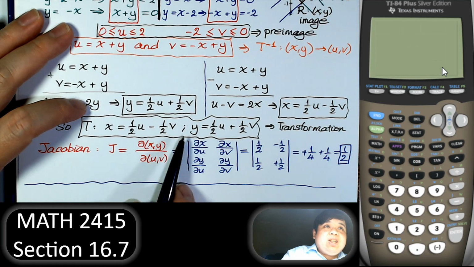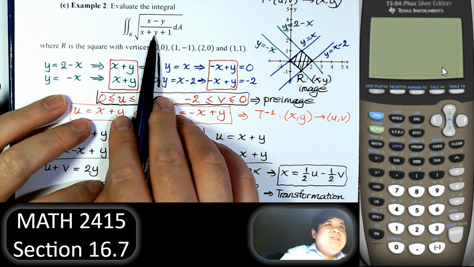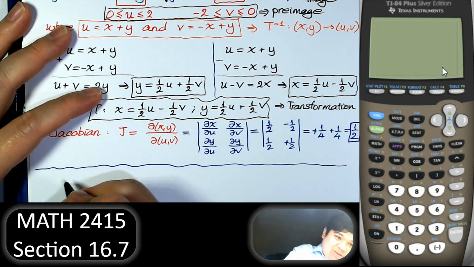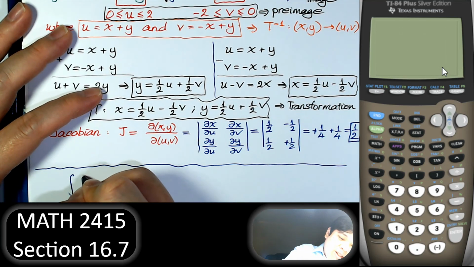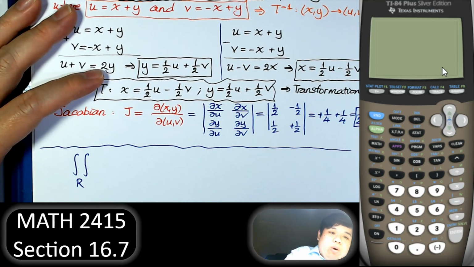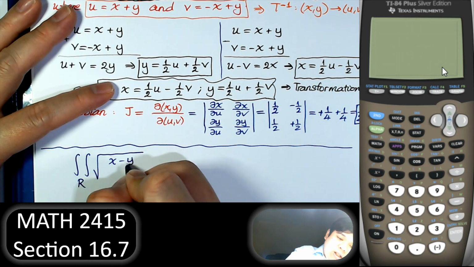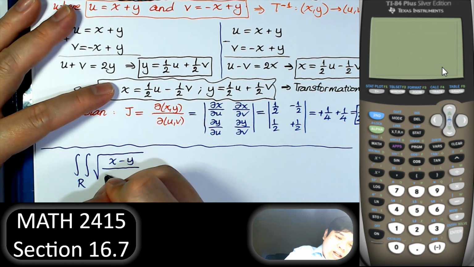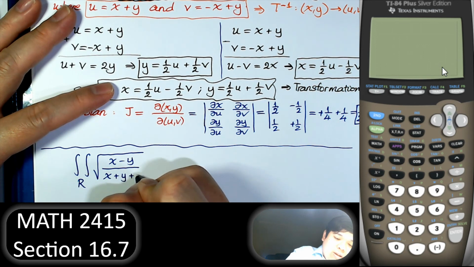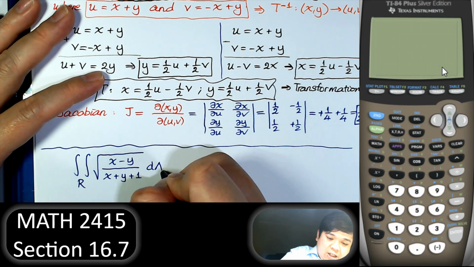It's nice to have x and y, so we can substitute in here. But if we don't have that, still okay for this problem. So the integral now is the square root of x minus y over x plus y plus 1 dA, so that is dx dy.